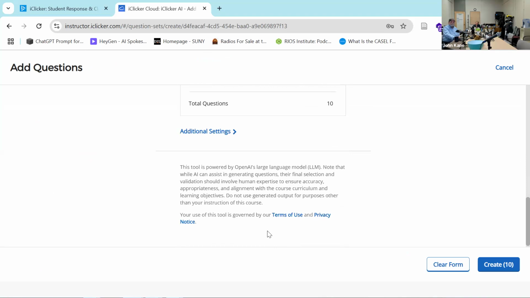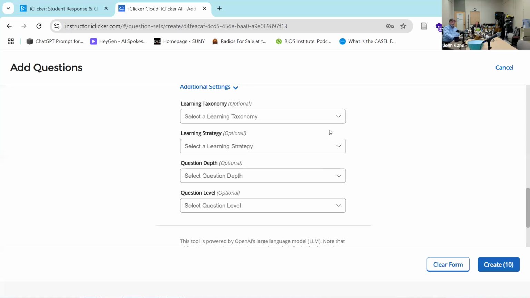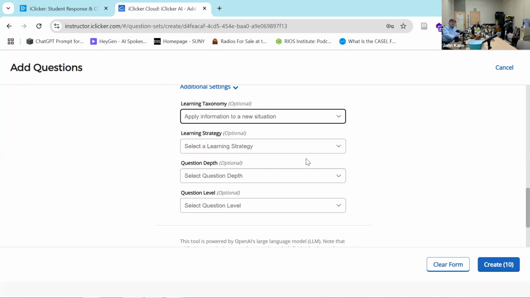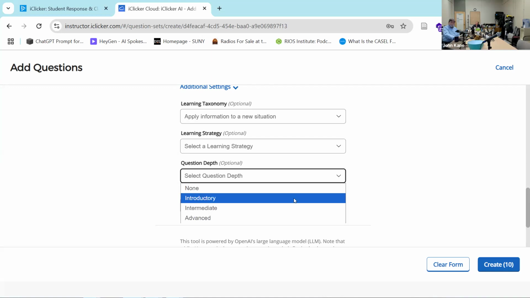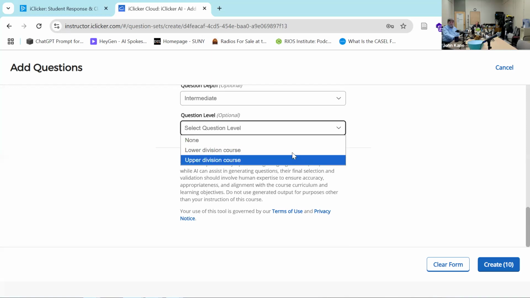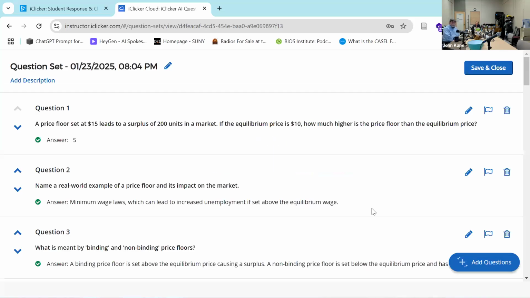Oh, additional settings. Here we go. So if you thought those were too easy, you could perhaps go up to some transferability, applying it in a different circumstance than what they've learned. The question depth, we could put at introductory or maybe intermediate. And the question level, let's say this is still a lower division class, and let's create another 10 just to see how the questions look if we ramp up the level just a little bit. And again, you could do this dozens of times and just pick the questions you liked.